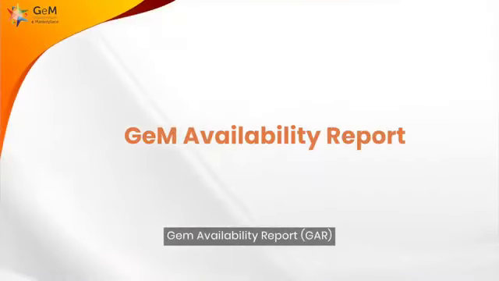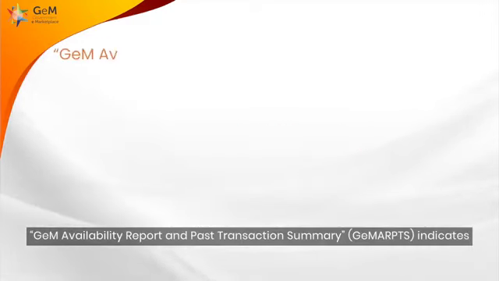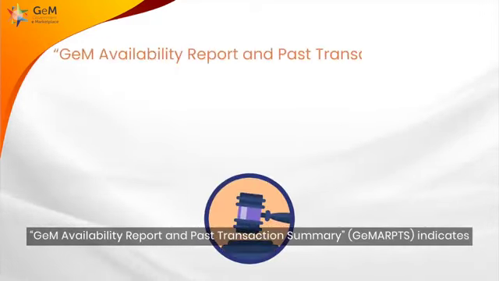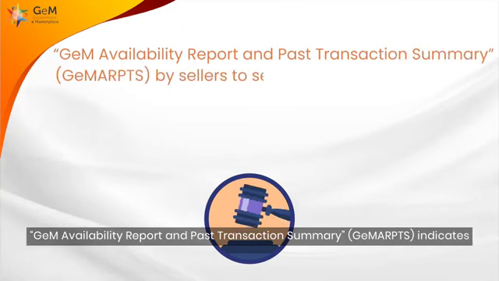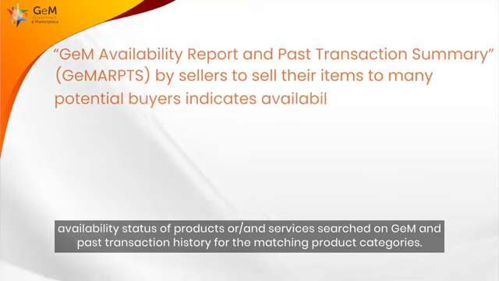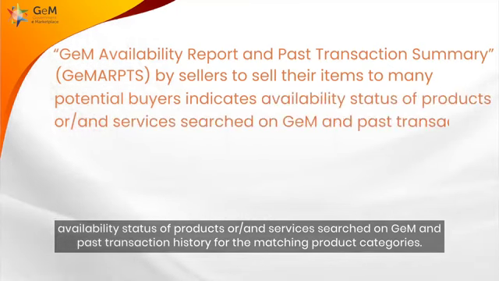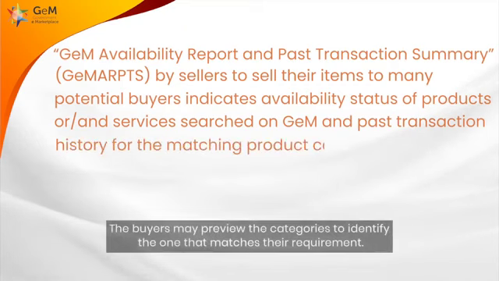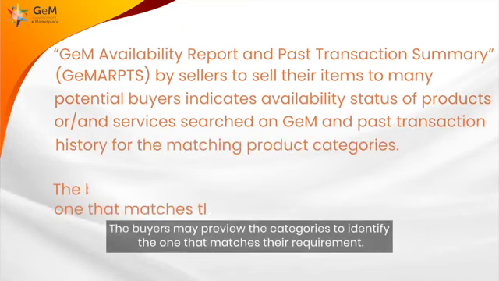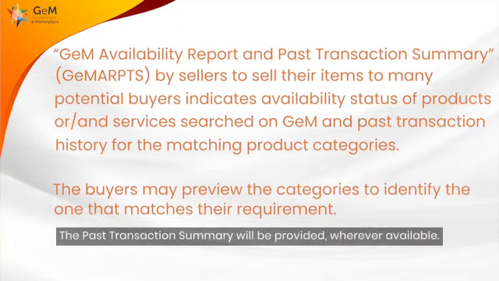GeM Availability Report (GAR). GeM Availability Report and Post-Transaction Summary (GeM AR/PTS) indicates availability status of products and services searched on GeM and past transaction history for the matching product categories. The buyers may view the categories to identify the one that matches their requirement. The past transaction summary will be provided wherever available.